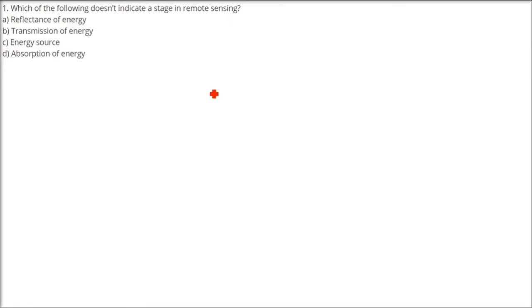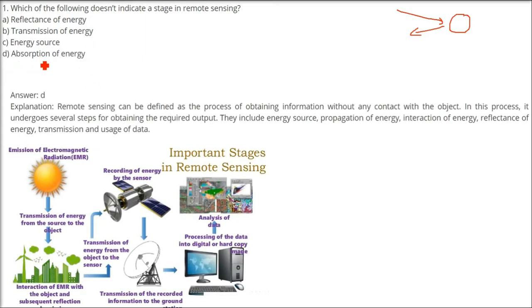Remote sensing has certain stages. For example, the basic definition says it's a non-contact imaging. You are not going to go near the object, but still you sense it and know the characteristic attributes of that object. So which of these is not? The answer is absorption of energy.